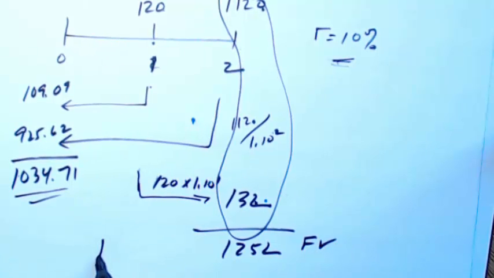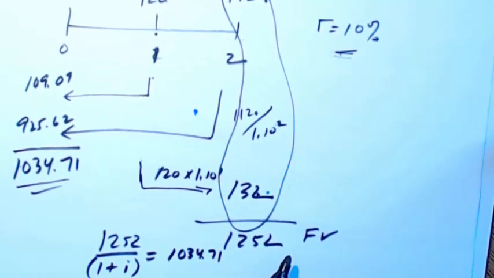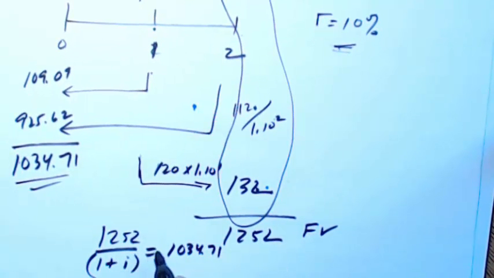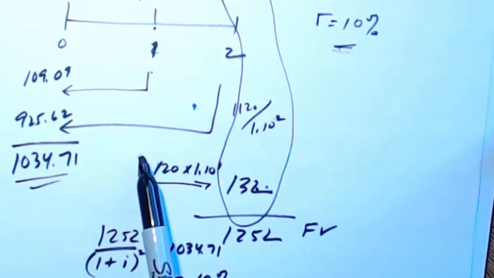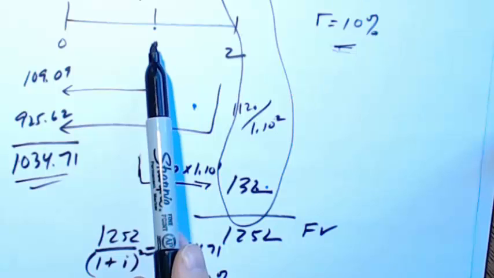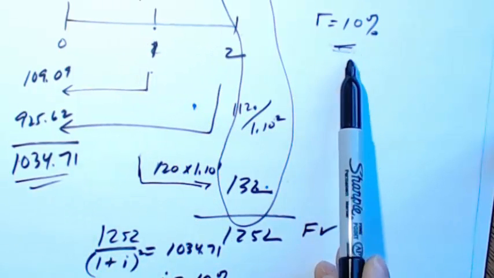Okay, so 1252 discounted at some interest rate I gets us to 1,034.71. What is that interest rate? Oops, to the second power, by the way. I turns out to be 10%, 0.10. And so you can see that net present value calculations assume that we're reinvesting these cash flows that we get from the project at the interest rate, the discount rate.